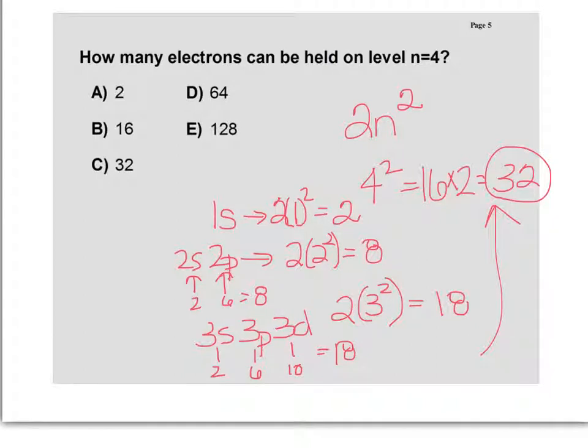Level 5, level 6, etc. And that's the maximum number of electrons they can hold. Whether they ever actually end up holding that many is a different story.